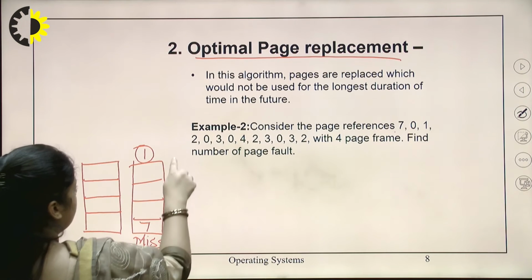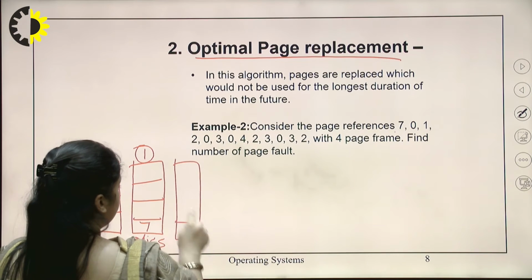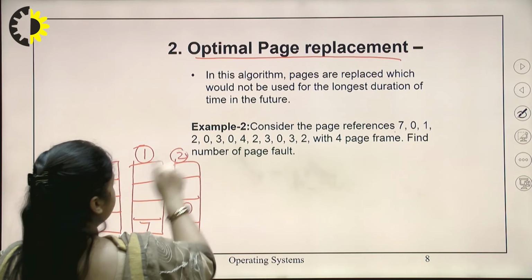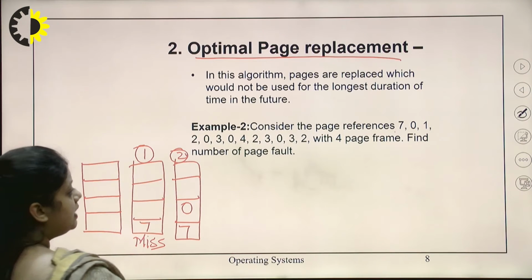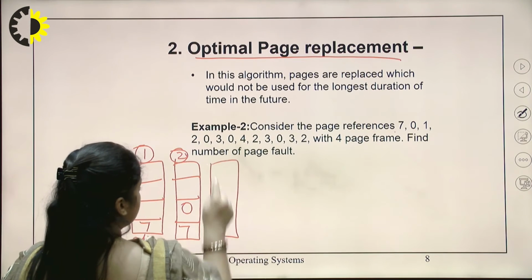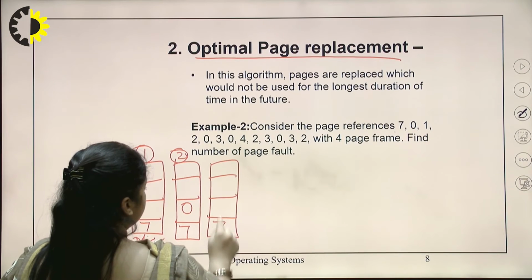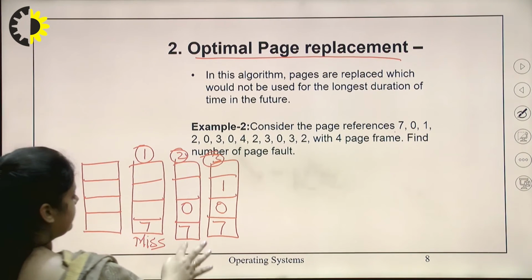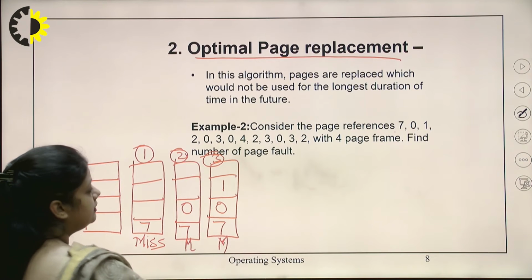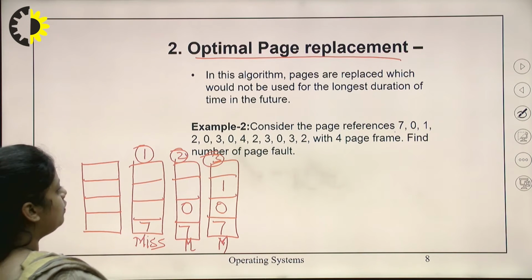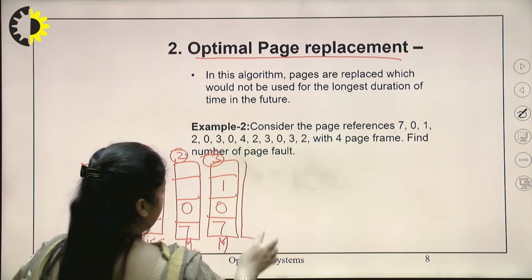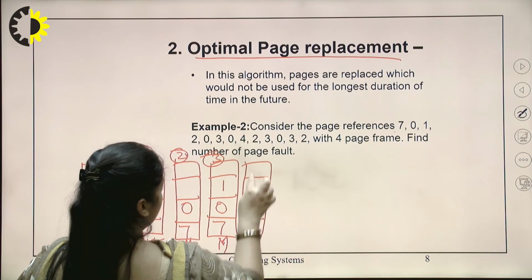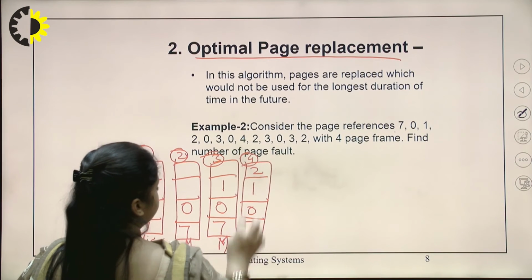Next is 0. Again 0 is not available. 7 is there, so I will add 0 here. This is the second miss. Then moving further, it's 1. 1 is also not available, so space is there, I will add 1. This is the third miss. After 7, 0, 1, it is 2. I will add 2 here. Space is available, so it is 7 0 1 2, the fourth miss.